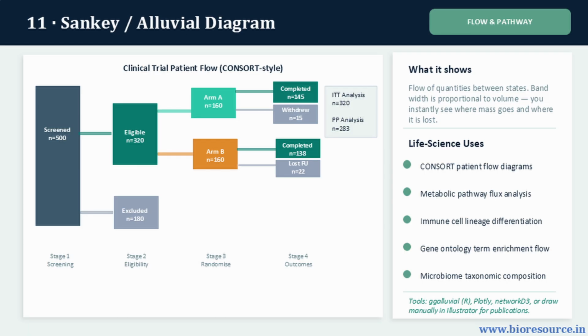The main rule is clarity. Too many flows can quickly become visual spaghetti, so only include the flow that supports the story.